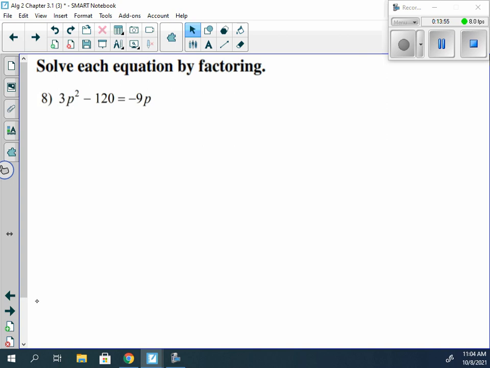0, because in all the rest that we've looked at so far today, they've been equal to 0, yes? And our zero product property says if any two things multiplied together equal 0, one of them must be 0, yes? So what do we need this equal to? 0. There's 2 ways we can move it. We can get it equal to 0. I can add the 9p to both sides, or I can move the 3p squared and the 120. Which direction do y'all want to go? You want to move everything to the right or move everything to the left?